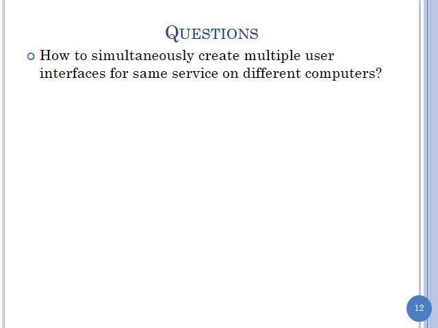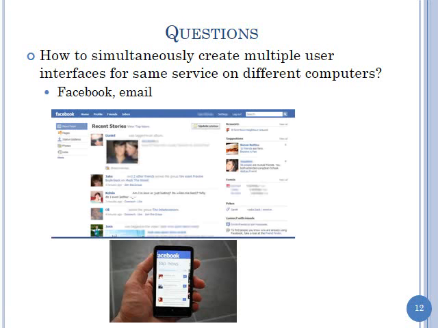Then this is the collaboration world that came around and said how to simultaneously create multiple user interfaces for the same service on different computers. Okay, and you can imagine, and we see that today. You can create your Facebook UI on your smartphone. You can create it on your desktop. Two different UIs, same service. So this whole idea made it much more practical.